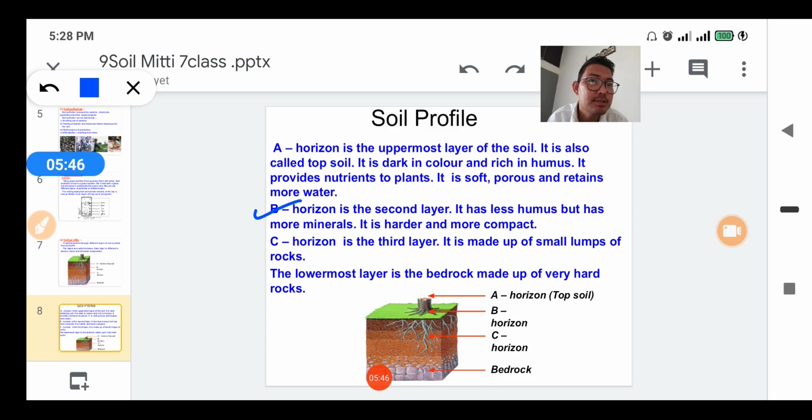Next is B horizon. It is the second layer. It has less humus but has more minerals. It is harder and more compact. And C horizon is the third layer. It is made up of small lumps of rocks, and the lowermost layer is bedrock, made up of very hard rocks.